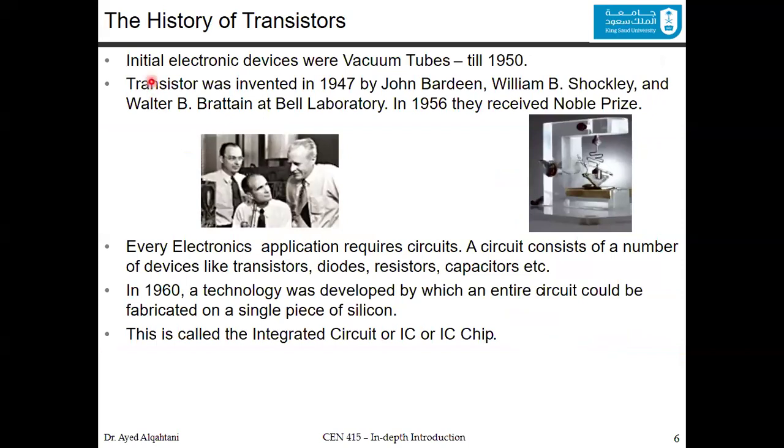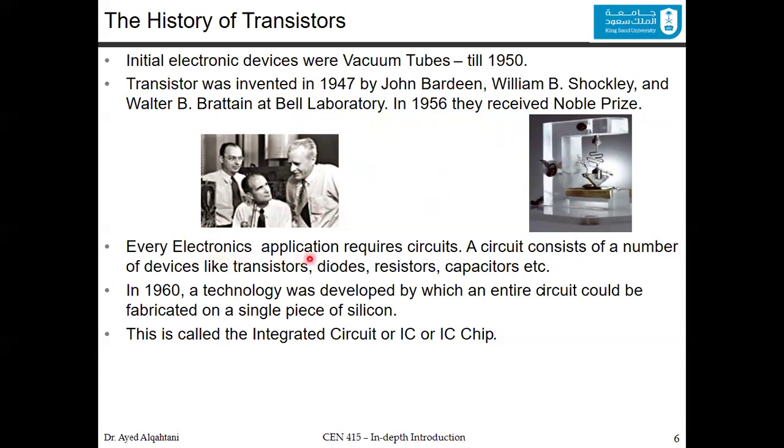As I mentioned, the initial electronic devices were vacuum tubes until 1950, and in 1950 we started to develop transistors. The transistor was invented in 1947 by John Bardeen, William Shockley, and Walter Brattain at Bell Laboratories. In 1956, they received the Nobel Prize for that. Those are the three gentlemen, and this is the transistor that they invented at that time.